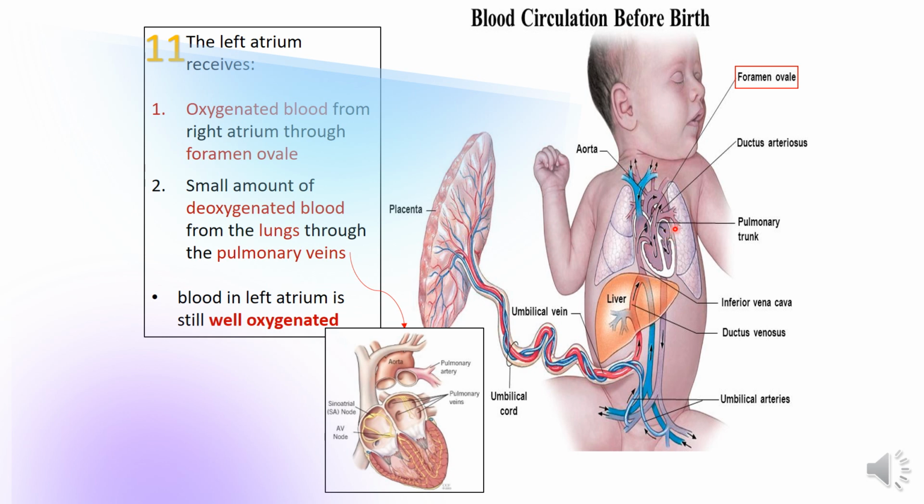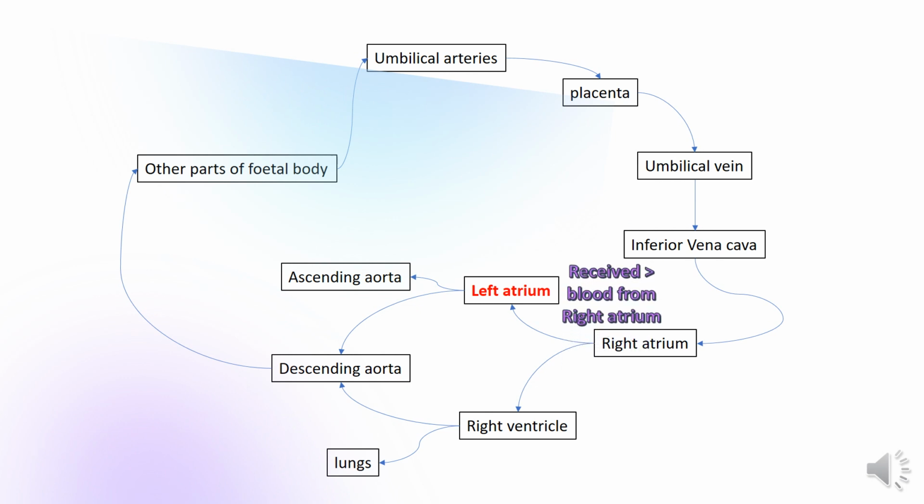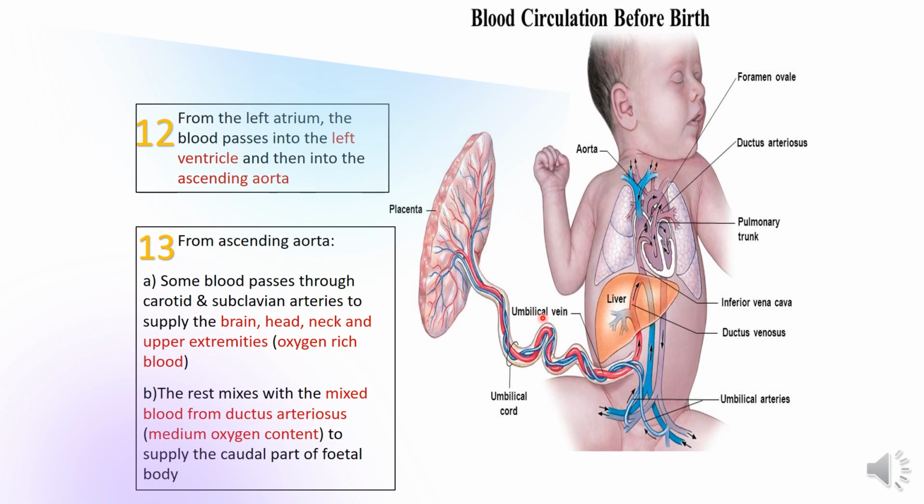Even though a small amount of deoxygenated blood enters the left atrium, the blood in the left atrium is still very well oxygenated. It receives more blood from the right atrium and less blood from the lung. From the left atrium, the blood passes into the left ventricle, and then into the ascending aorta.